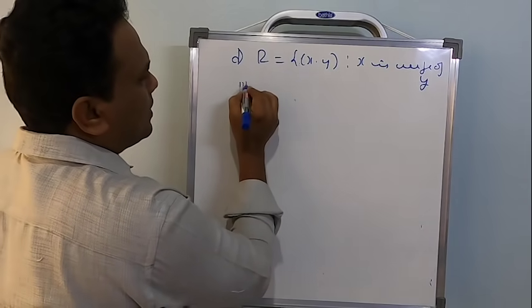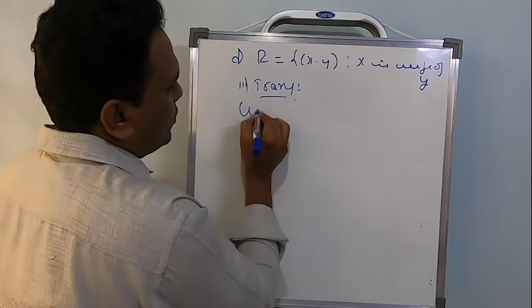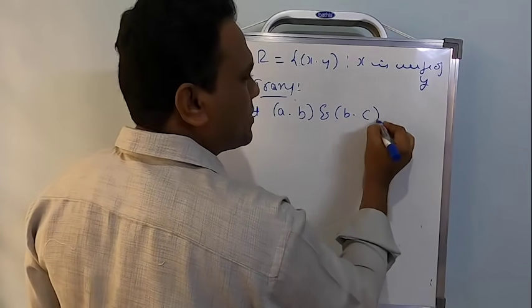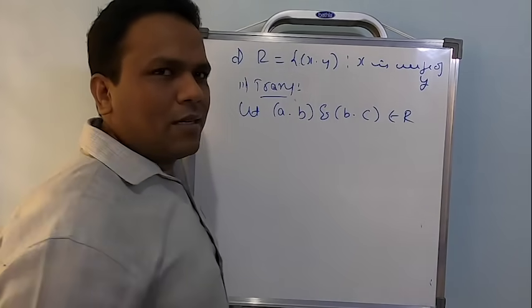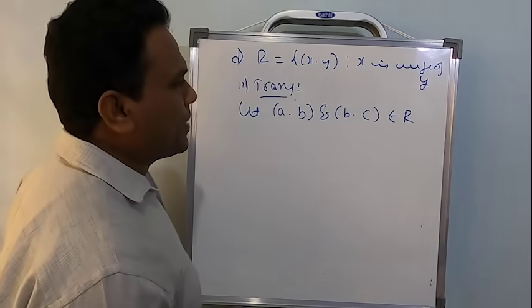Under this, the last is to discuss for transitive. So I should start: A comma B and B comma C belongs to R. I've written something, I will make some mistake, I will tell you later on. Just wait and watch. Okay, fine.